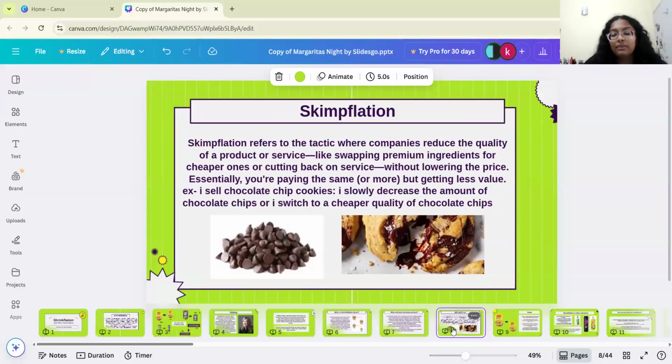Skimflation is when companies reduce the quality of a product or service, like swapping premium ingredients for cheaper ones. So, if a chocolate chip cookie company, for them skimflation would be adding less chocolate chips or switching to a cheaper quality of chocolate chips.